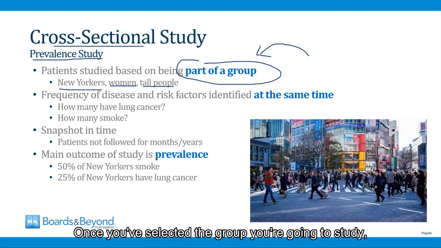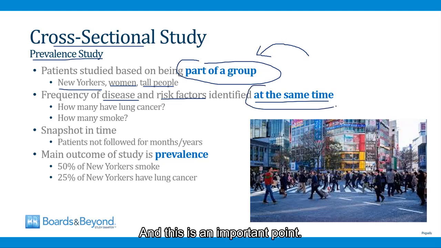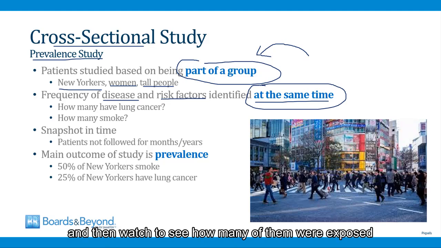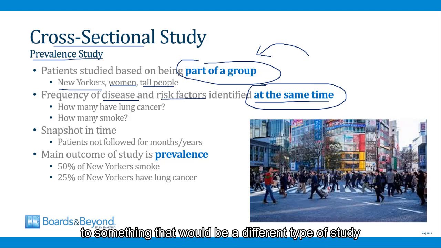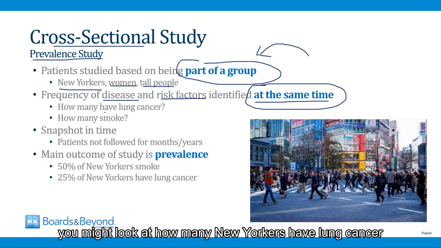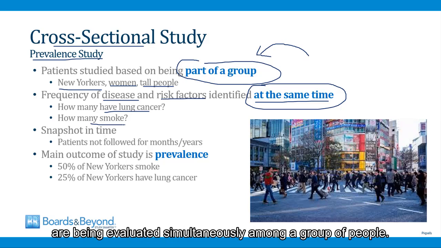Once you've selected the group you're going to study, you identify the frequency of disease and risk factors at the same time. And this is an important point. If you were to identify individuals with disease and then watch to see how many of them were exposed to something, that would be a different type of study. But in a cross-sectional study, you evaluate disease and risk factors or exposure at the same time. So for example, in a cross-sectional study, you might look at how many New Yorkers have lung cancer and how many smoke. Both the exposure and the outcome are being evaluated simultaneously among a group of people.